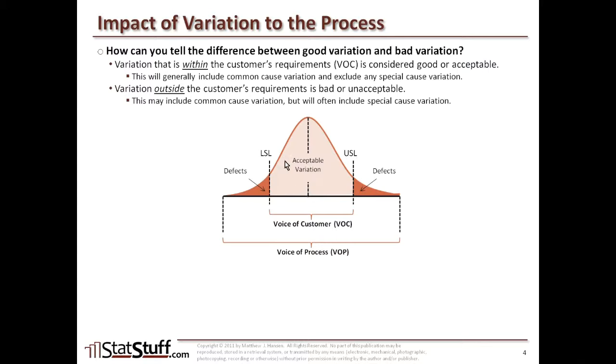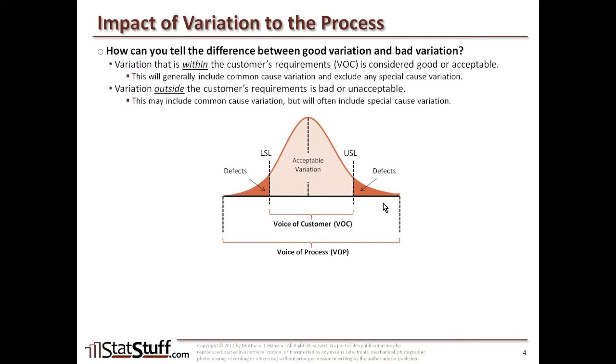This is what's considered to be acceptable. So any variation that occurs within this area above the lower spec limit and below the upper spec limit, that's going to be considered acceptable. So that means anything that falls outside of those limits is going to be unacceptable. These are the defects. So if the actual distribution falls outside of there to some extreme, some far point out to the left as well as some far point off to the right, then anything falling outside of that range would be considered a defect.